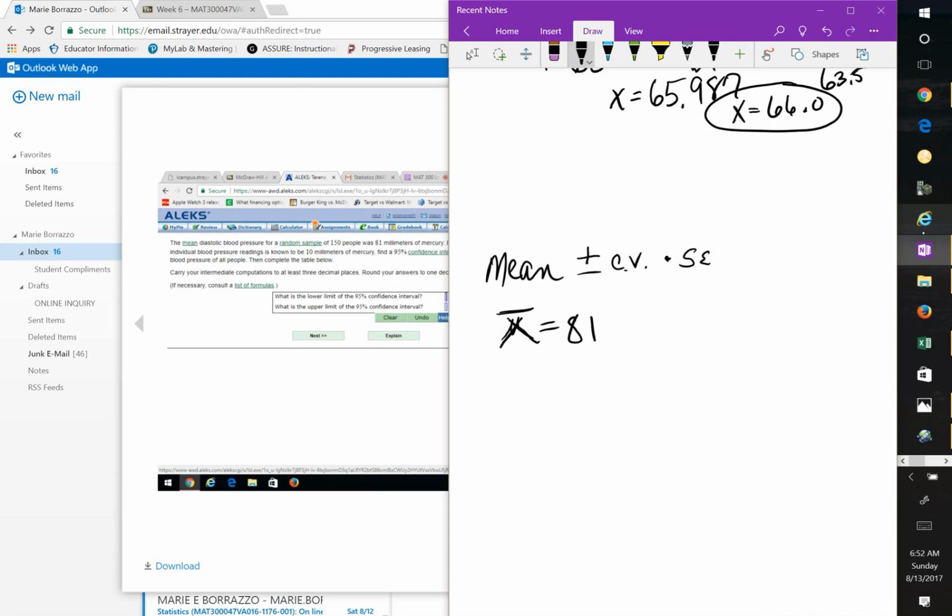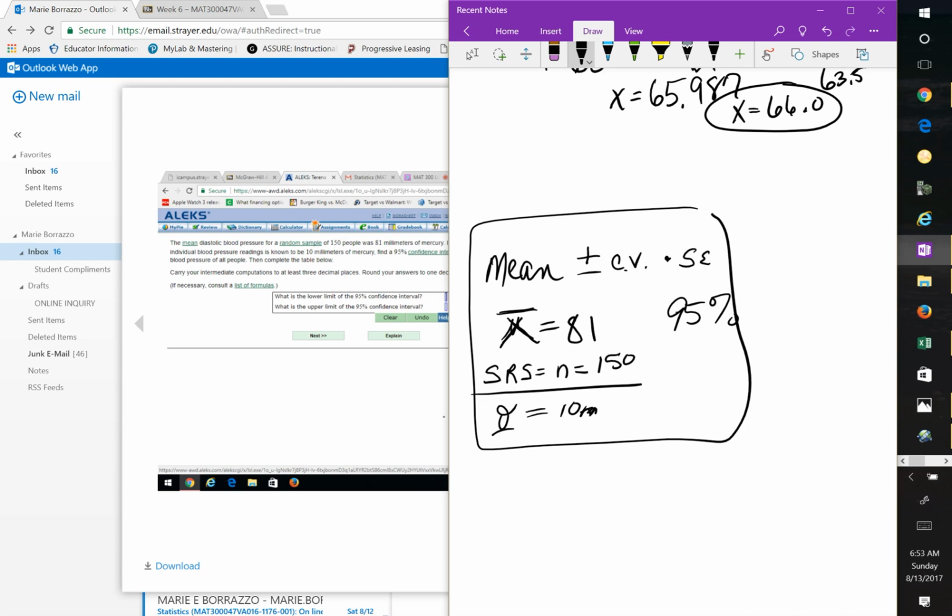The reason I'm using x bar is because in the question it says there's a simple random sample where n, the sample size, is 150. Then they give you the actual population standard deviation of 10 millimeters. Now again, you don't really need the units. Just the 10 is sufficient. And they want a 95% confidence interval. So these are all givens in your question. Okay, so you can just extract that from the question.